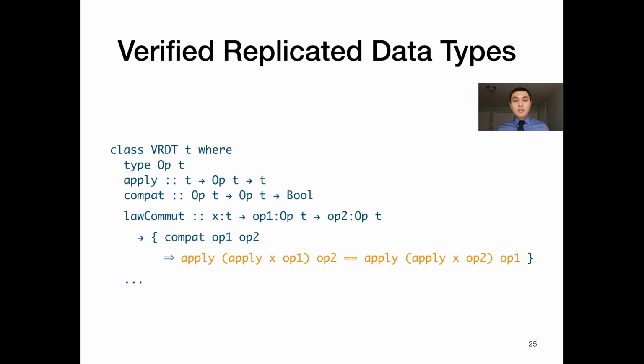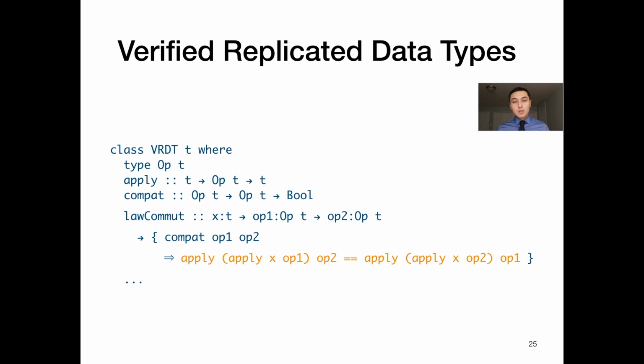Here's the definition of our verified replicated data type typeclass. Op, which is a type family, is sort of like a type level function that specifies the type for operations on the given VRDT data type. Apply is a function that takes a given state, applies an operation on it, and returns the resulting state. Compat is necessary because some VRDTs have special requirements, like each operation must have a unique identifier.